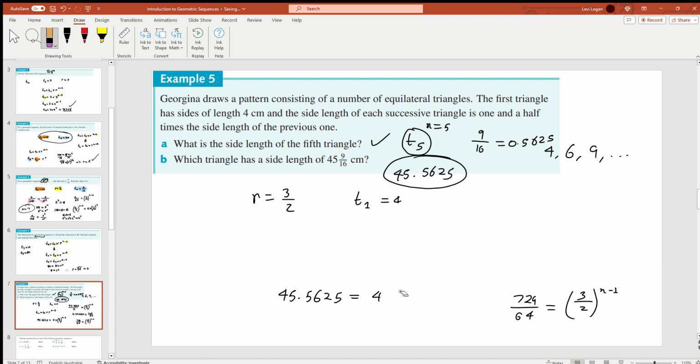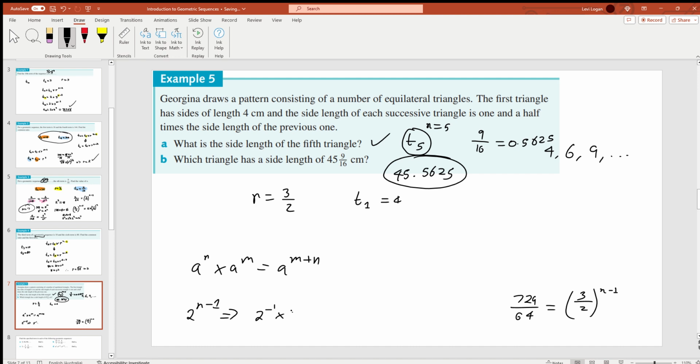And what we're going to do is a little index law trick. So in the previous video I established that if you have a to the n times by a to the m, you can add the indices. But you can also do the reverse. So for example, if you have 2 to the n minus 1, that is the same as 2 to the minus 1 times by 2 to the n.